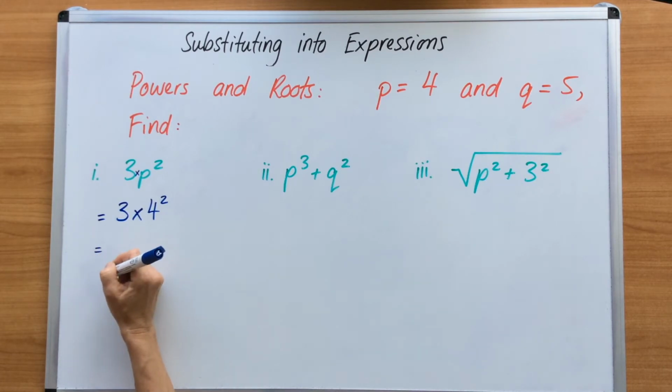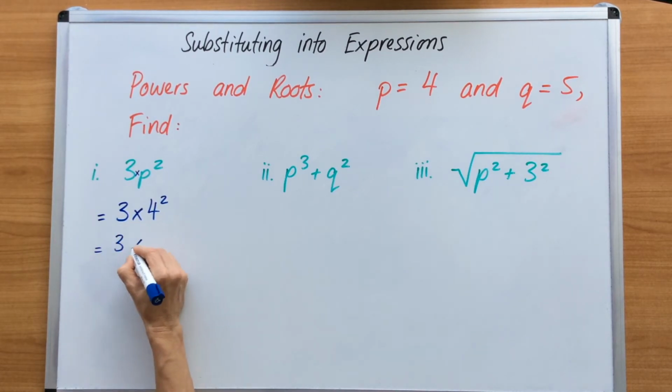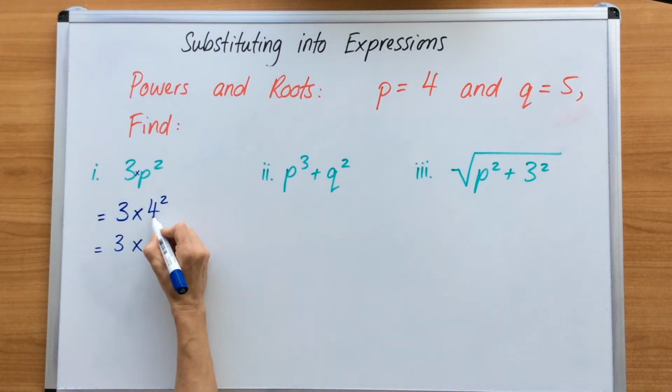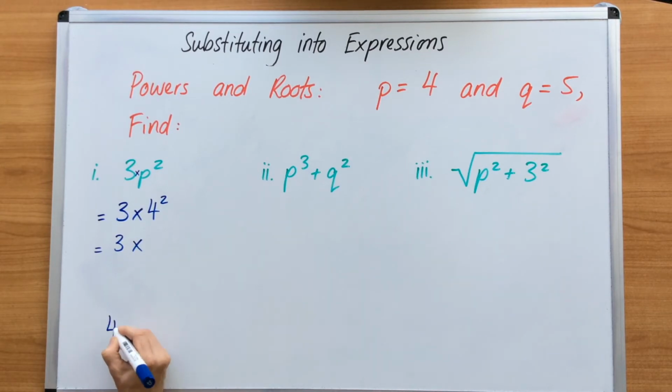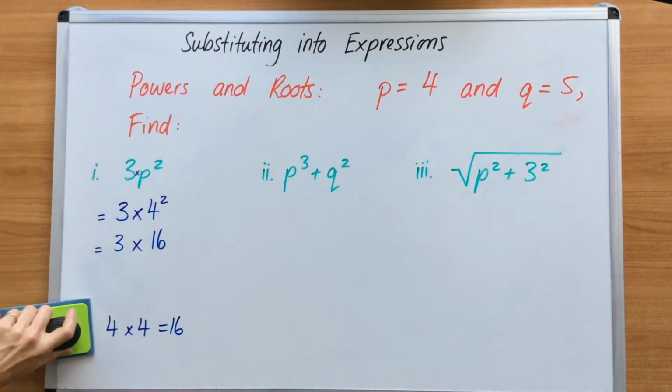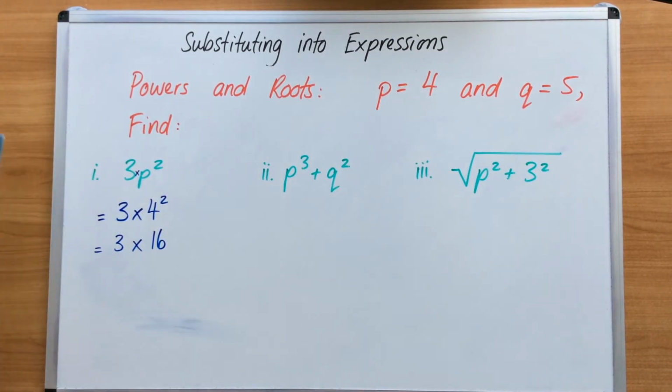The next line is 3 times, and we've got to solve the power. We don't do anything until we've solved this. So 4 to the power of 2 really means 4 times 4, and we know that equals 16. So 16 ends up being placed into that section there of that substitution line. And now we just need to solve. 3 times 16 is 48.